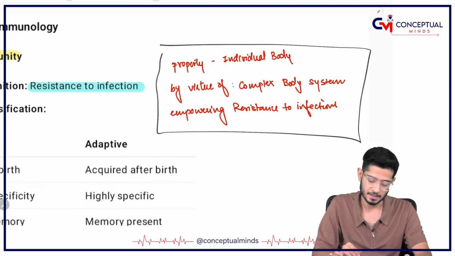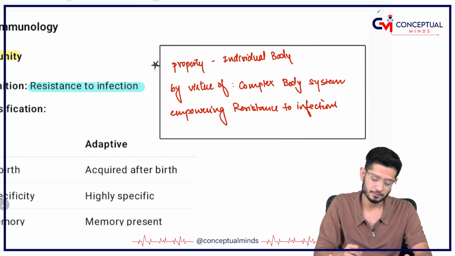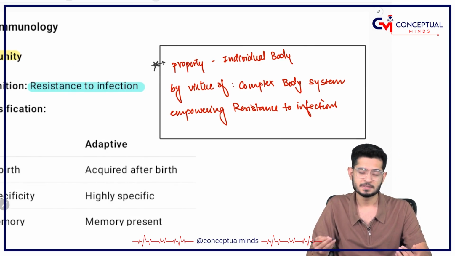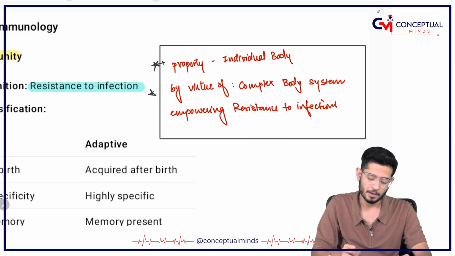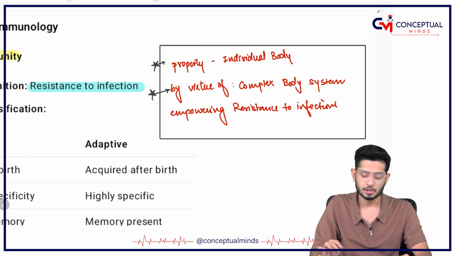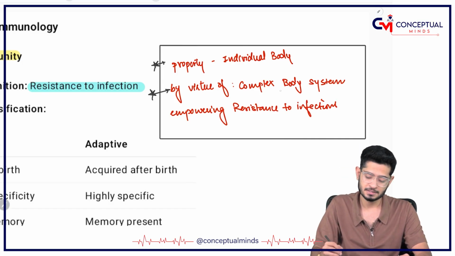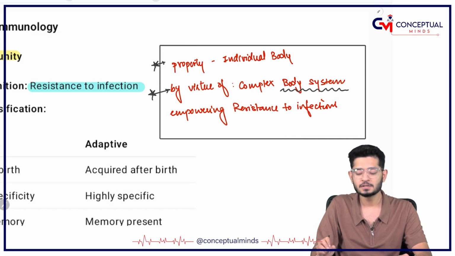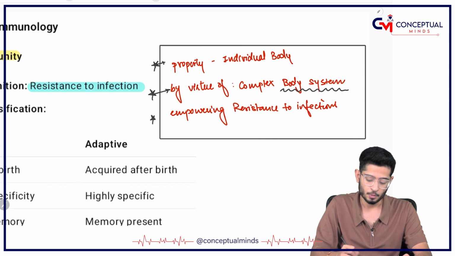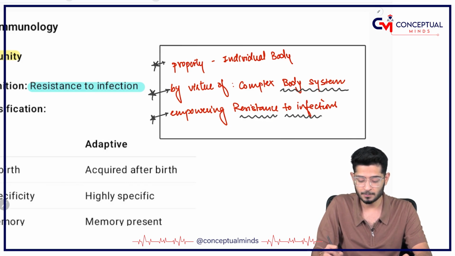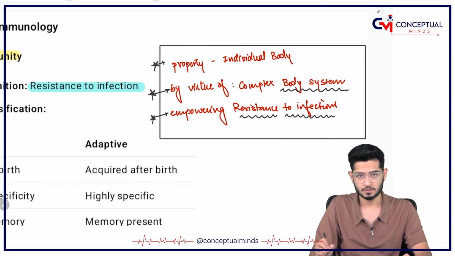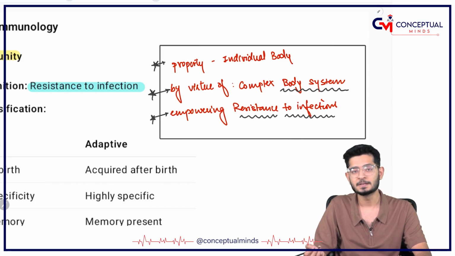The complete definition says that immunity is the property of the individual's body by virtue of complex body systems. There are different body systems which are functioning inside the body, right? So a property of an individual body by virtue of complex body systems which empower the body to resist and fight, which empower the resistance of the body against infections, is called immunity.